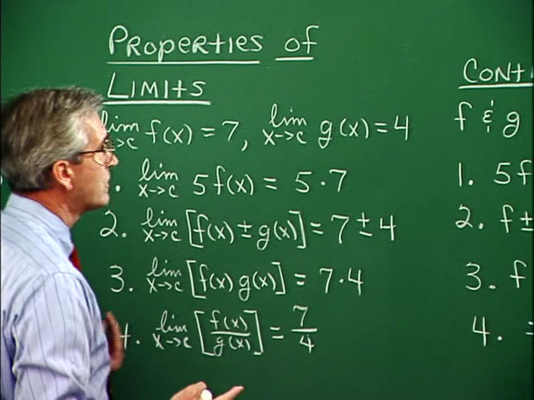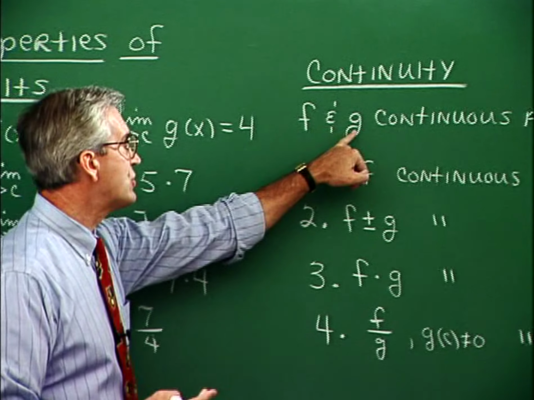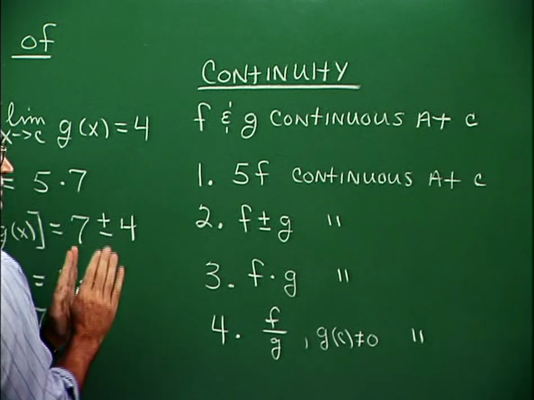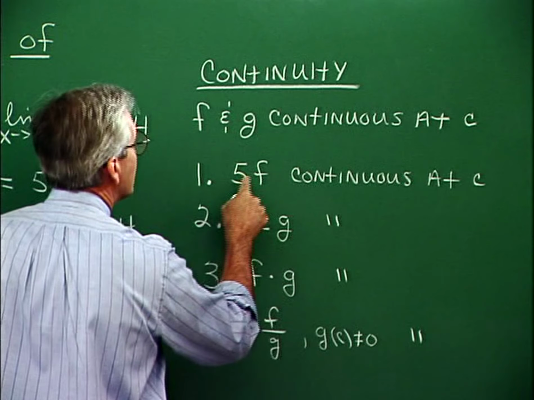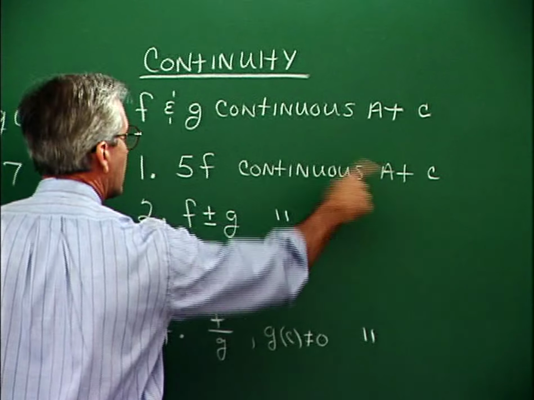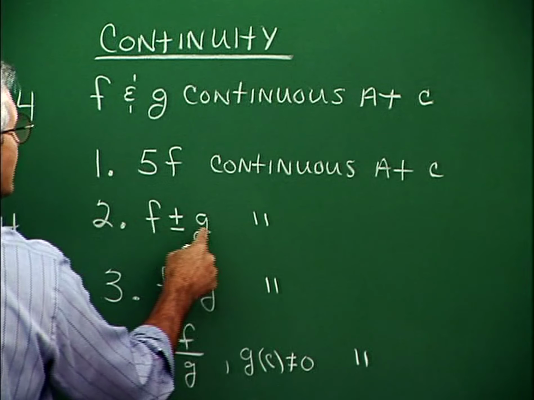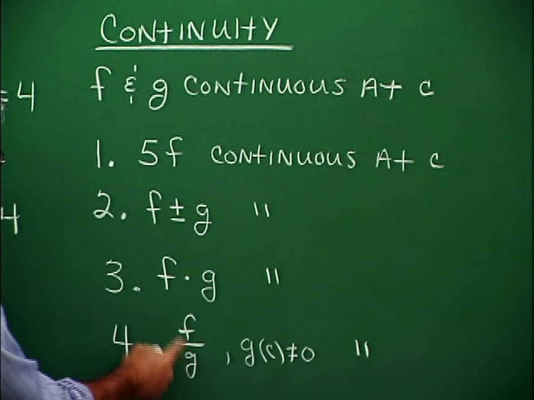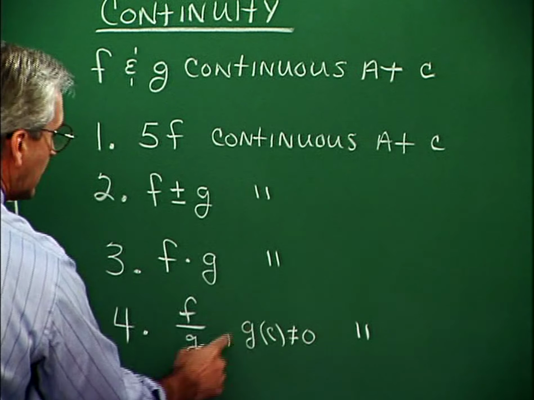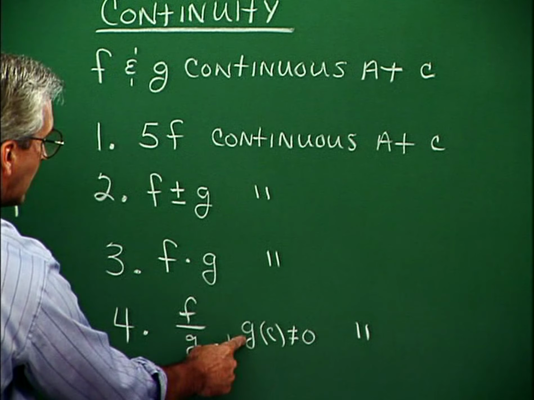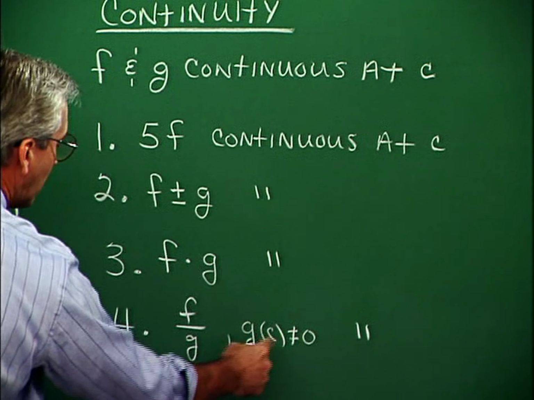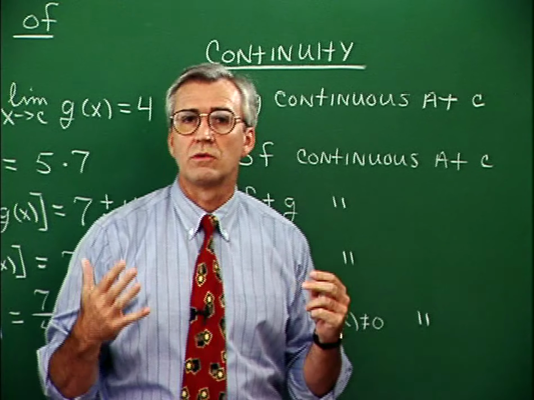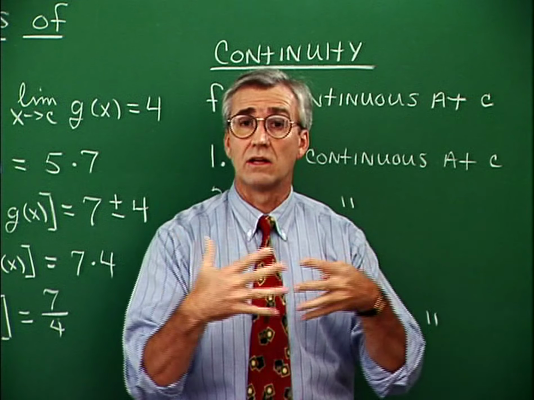Well, look at the situation with continuity. It turns out that if f and g are both continuous at the point C, then 5 times f is continuous at C. f plus or minus g is continuous at C. f times g is continuous at C, and their quotient is continuous at C. Notice I'm putting the caveat here that g of the target point is not equal to 0, to keep the quotient from being undefined. But this just points up the remarkable similarity between continuity and the limit idea.